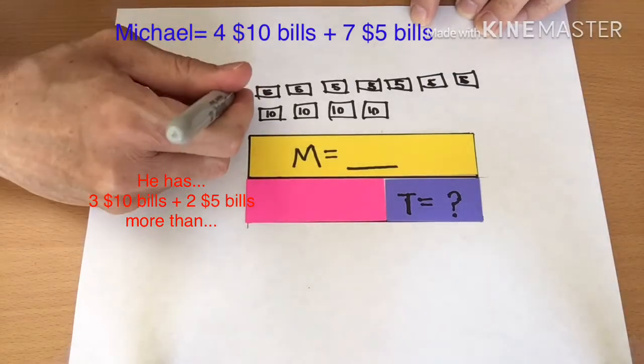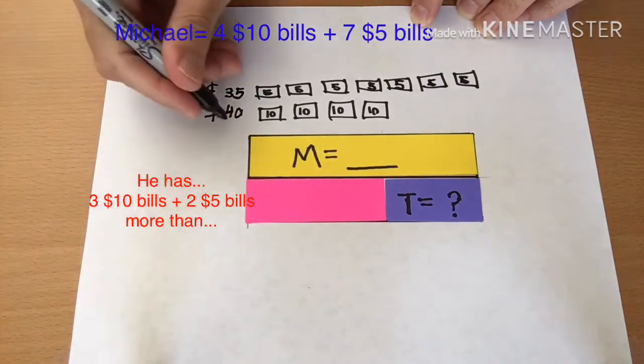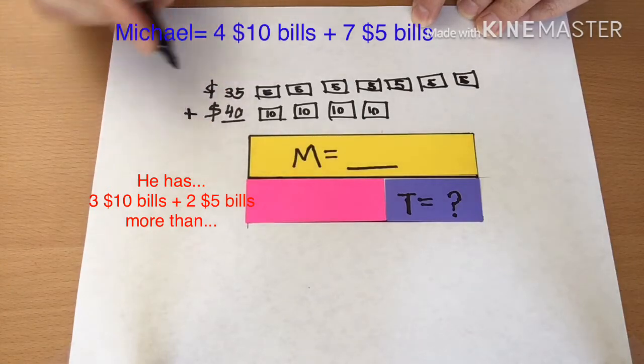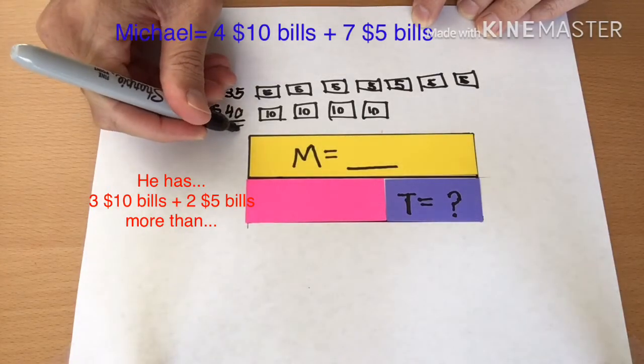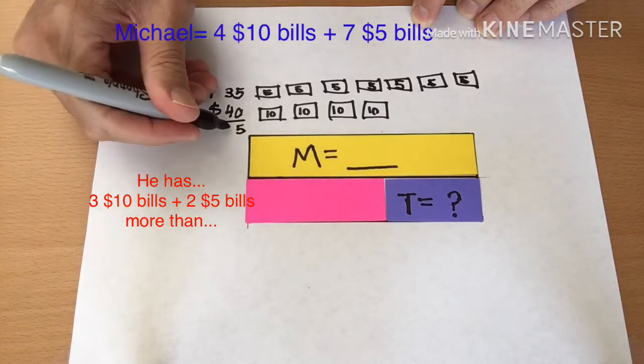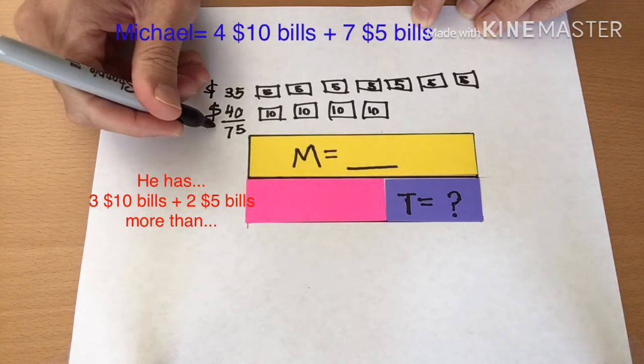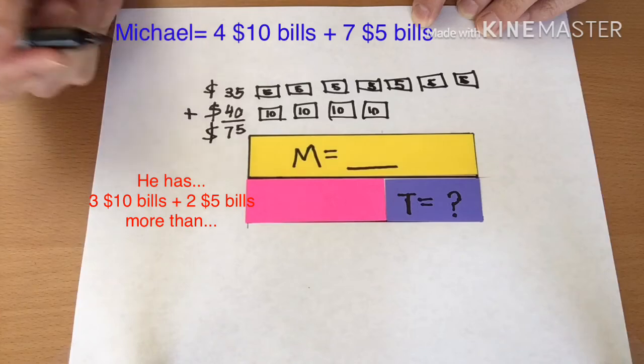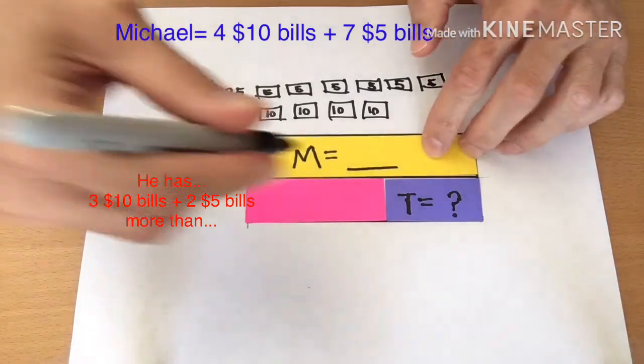So now we have to add these two. Let's do it. 5 plus 0 equals 5. 3 plus 4 equals 7. So it turns out that Michael has $75.